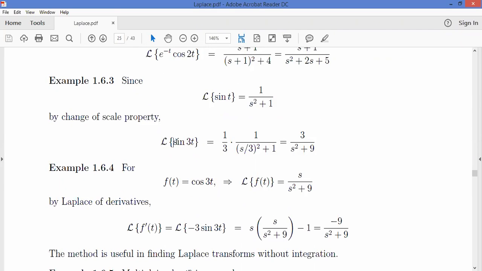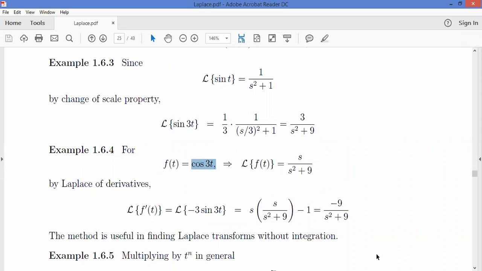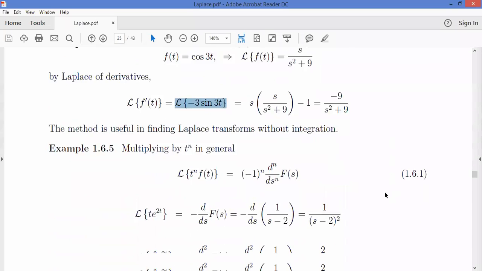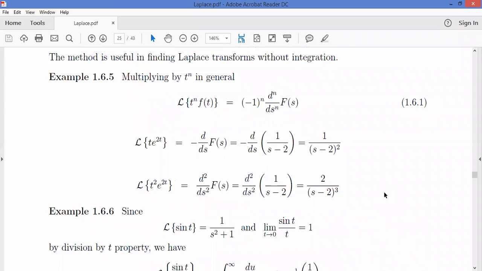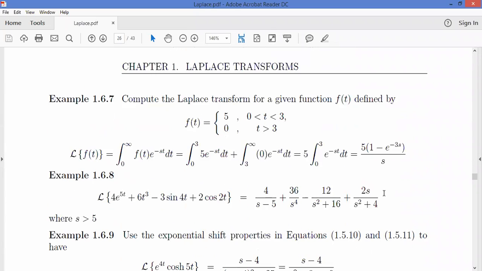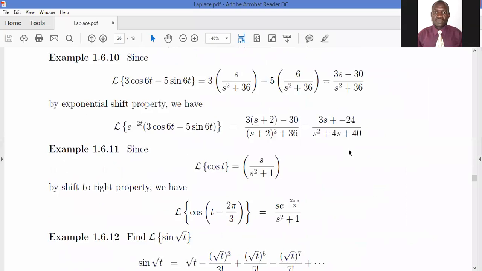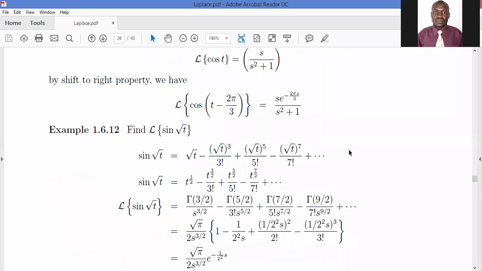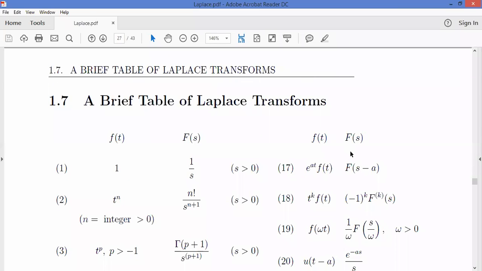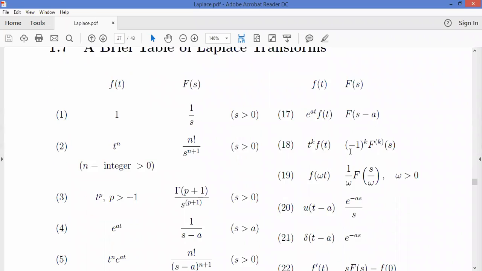This is a change of scale. Nothing interesting. The second one is also change of scale. This is a change of scale. We've discussed all this. So nothing really interesting. We've heavily discussed such functions. Generally, you are having a happy moment now. There is nothing new. A brief table of the Laplace transforms.